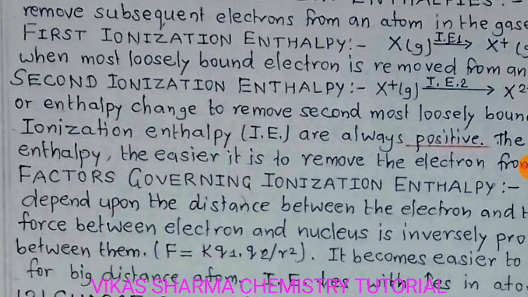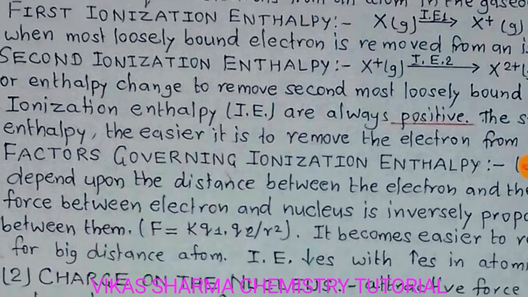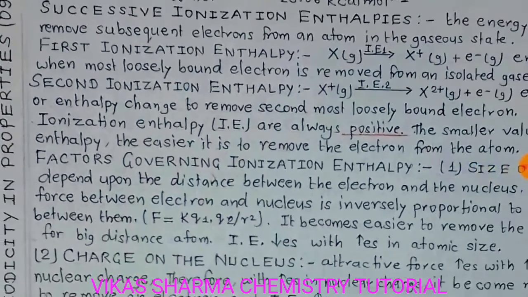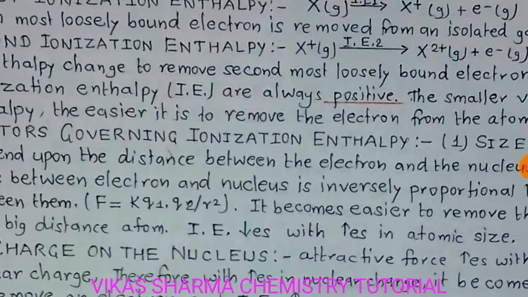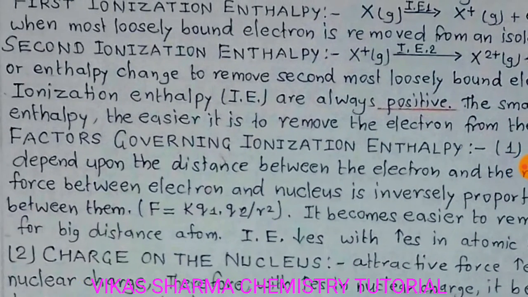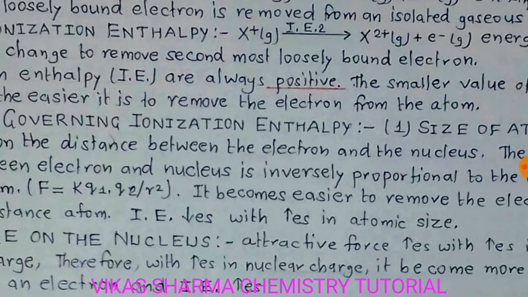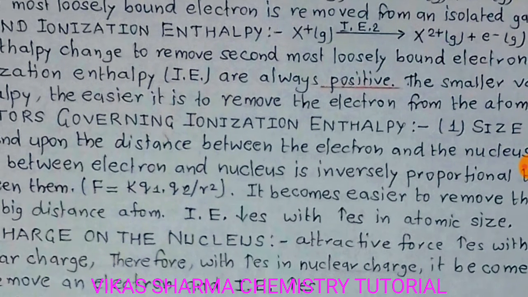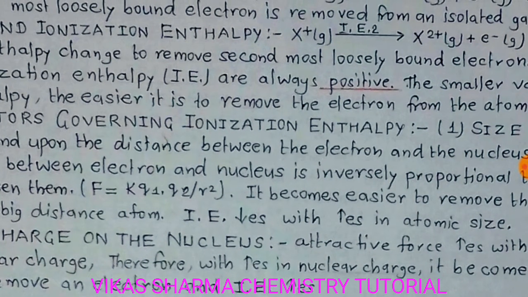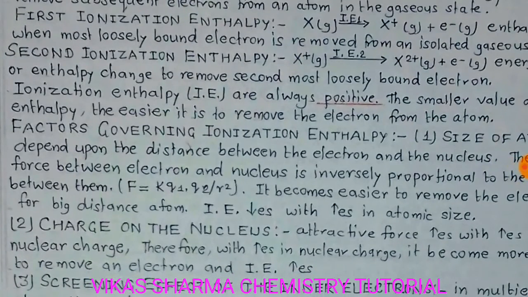For example, in the case of magnesium, Mg2 positive. Ionization enthalpies are always positive. The smaller the value of ionization enthalpy, the easier it is to remove the electron from the atom. This means if two electrons have ionization enthalpies of 100 and 200, the one with 100 is more reactive than the one with 200.